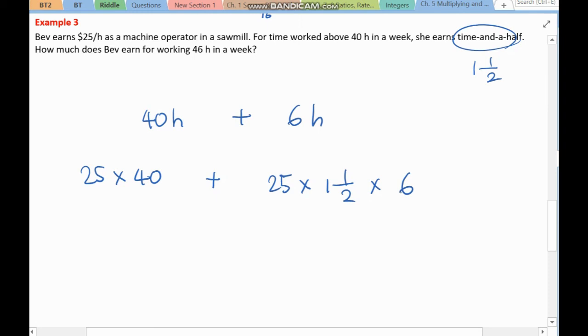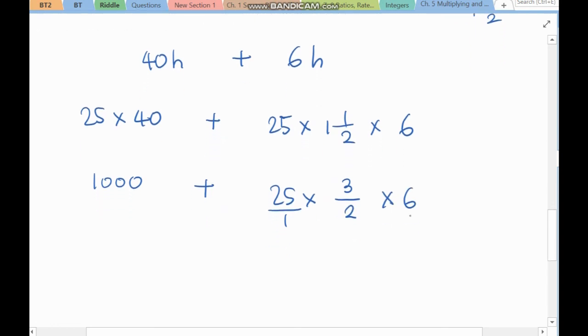Alright, so let's look at this. 25 times 40. So use your calculator, everyone. 25 times 40 will be $1,000. Plus, 25 times 1 and 1 over 2 is the same as 25 over 1 times 1 and 1 over 2. Let's change this to an improper fraction. 3 over 2 times 6. So 6 is the same as 6 over 1.